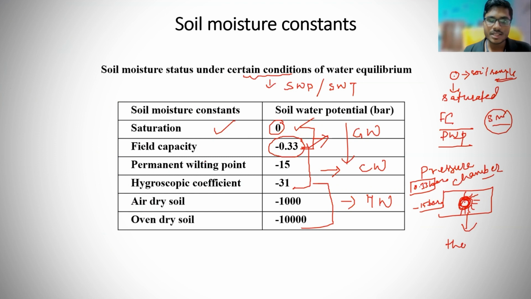So here we can see that -33 bar to -31 bar is your capillary water, meaning water is held in the capillary pores. -33 bar to -15 bar is available to the plant, and -15 bar to -31 bar is not available to the plant. Why is it not available to the plant? Due to the strong adhesive force of soil on water. The amount of water held between -15 and -31 bar is not available to the plant.